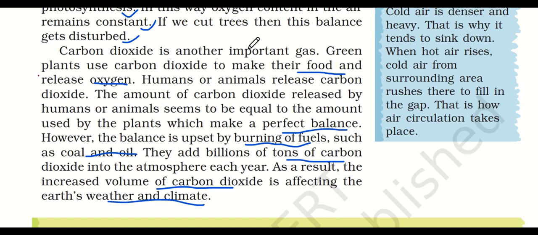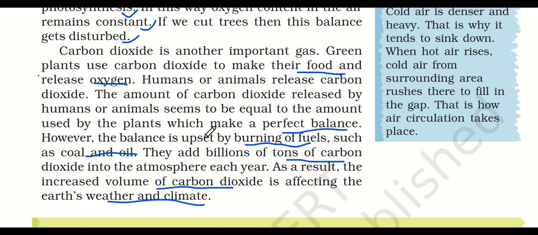Carbon dioxide is another important gas. Green plants use carbon dioxide to make their food and release oxygen. Humans or animals release carbon dioxide. The amount of carbon dioxide released by humans seems to be equal to the amount used by plants, which make a perfect balance. However, the balance is upset by burning of fuels such as coal and oil. They add billions of tons of carbon dioxide.